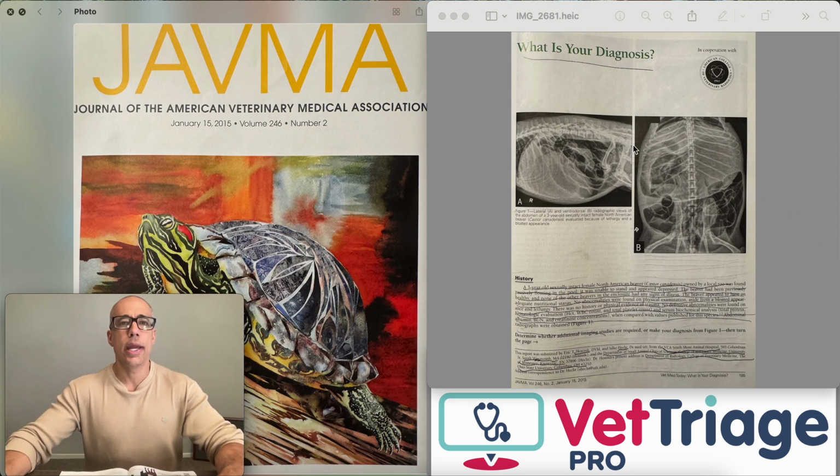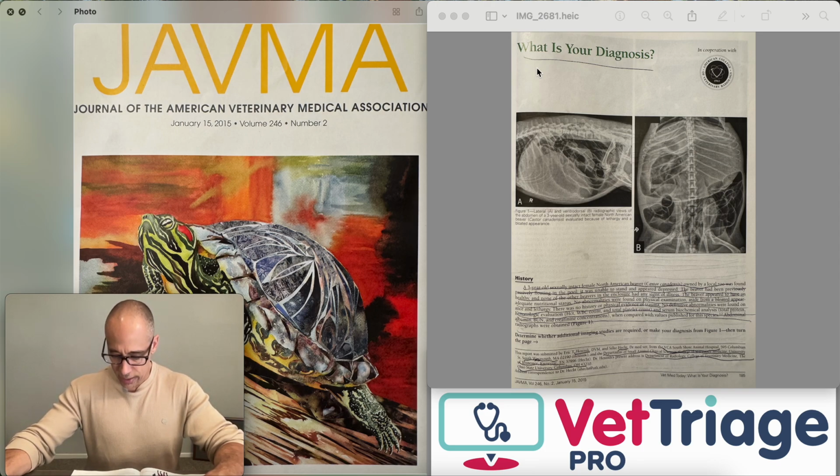We are going through a brand new issue of JAVMA, January 15, 2015, and we're going to do a What's Your Diagnosis? This is a 3-year-old intact female North American beaver owned by a local zoo. It was found passively floating in the pool, unable to stand. It was depressed. It was previously healthy. No other beavers were sick.